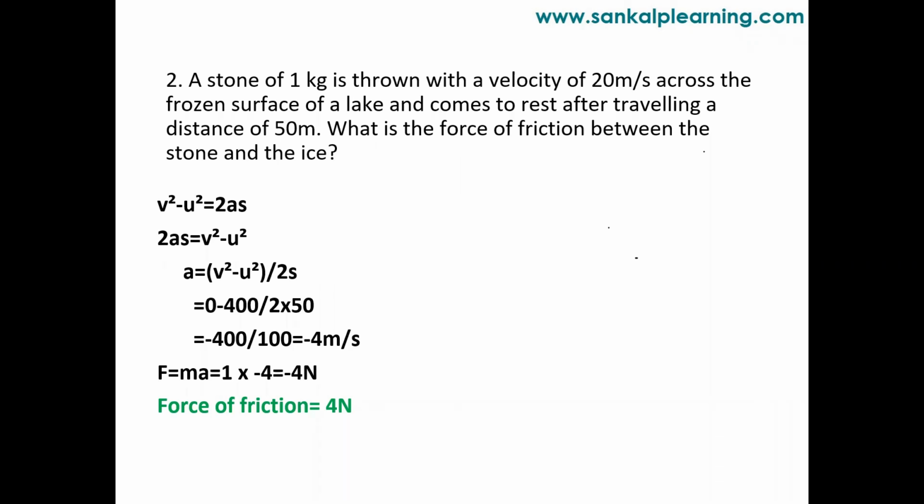So to calculate force, as usual, we require acceleration. To calculate acceleration, here you can see we have v square minus u square is equal to 2a into s. Therefore, acceleration is equal to v square minus u square divided by 2 into s. So final velocity is what? It is 0 because the body is coming to rest here. Therefore, the final velocity will be 0. 0 minus initial velocity 20 square, how much? It is 400, divided by 2 into distance traveled, 50. 2 into 50 is 100. So minus 400 divided by 100 is equal to minus 4 meter per second square.